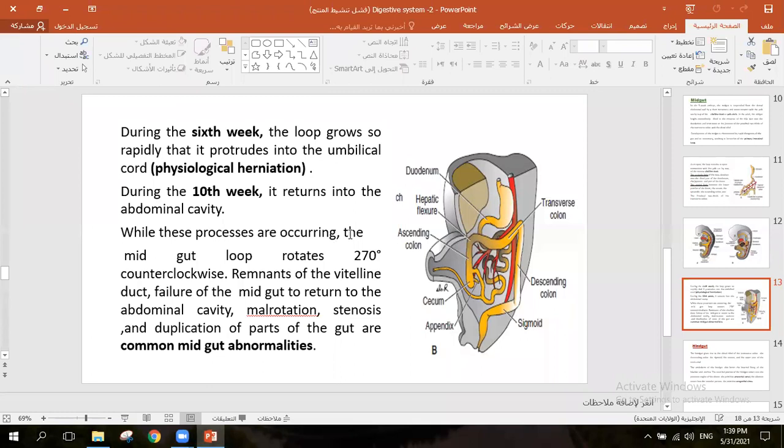While these processes are occurring, the midgut loop rotates 270 degrees counterclockwise. Remnant of vitelline duct, failure of the midgut to return to the abdominal cavity, malrotation, stenosis, and duplication of part of the gut are common midgut abnormalities.